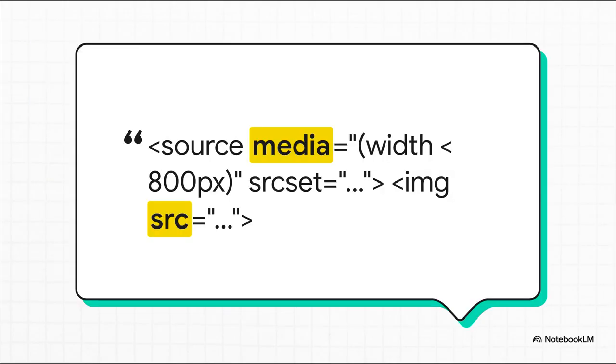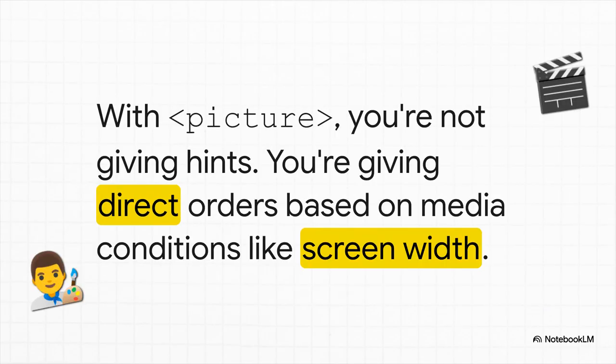It's more like a wrapper. Inside it, you can have multiple source elements, and here's the key, a fallback image tag for browsers that don't get it. Each source can point to a totally different image, and it has that powerful media attribute. And this, right here, illustrates the power shift perfectly.